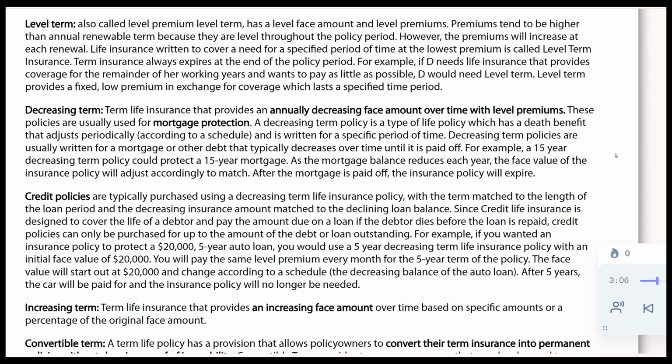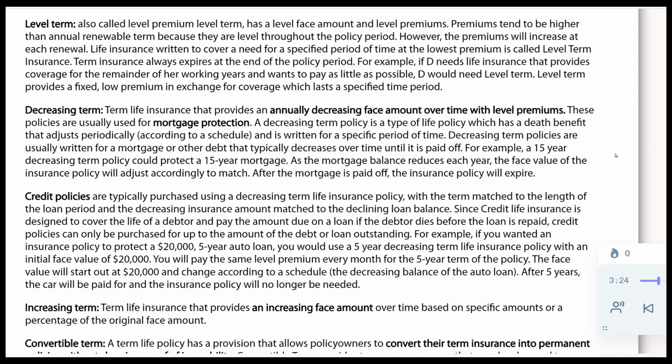Credit policies are typically purchased using a decreasing term life insurance policy, with the term matched to the length of the loan period and the decreasing insurance amount matched to the declining loan balance. Since credit life insurance is designed to cover the life of a debtor and pay the amount due on a loan if the debtor dies before the loan is repaid, credit policies can only be purchased for up to the amount of the debt or loan outstanding.